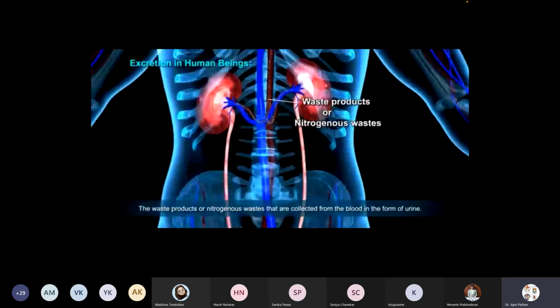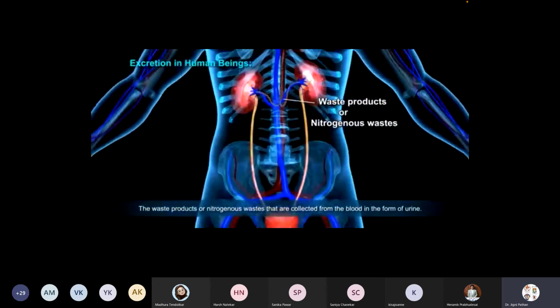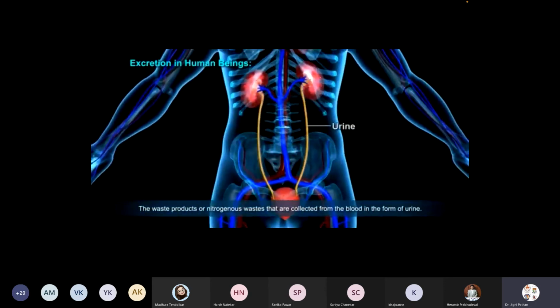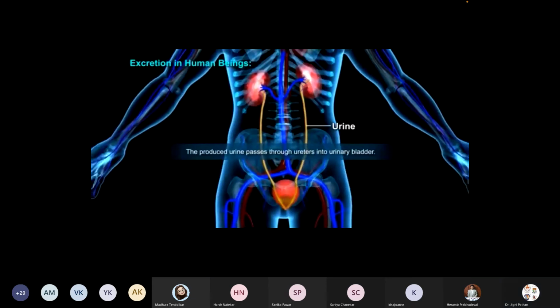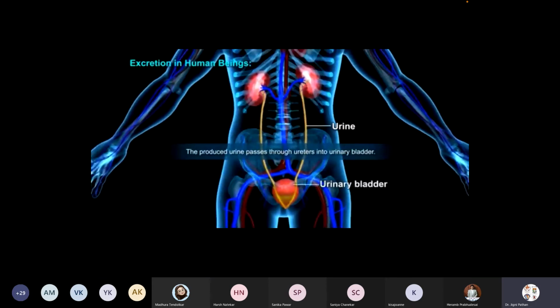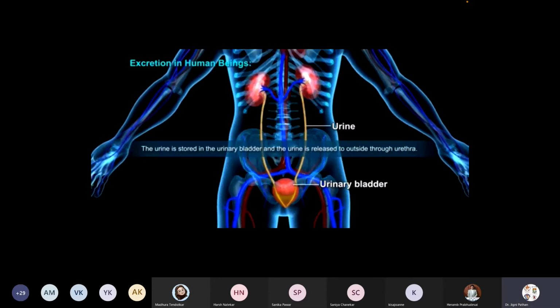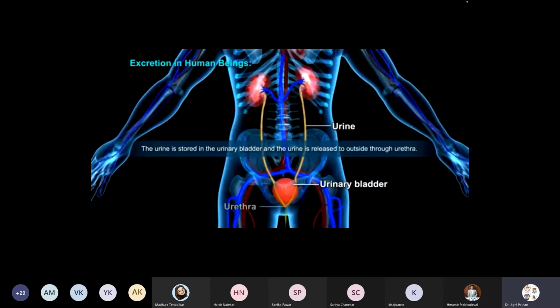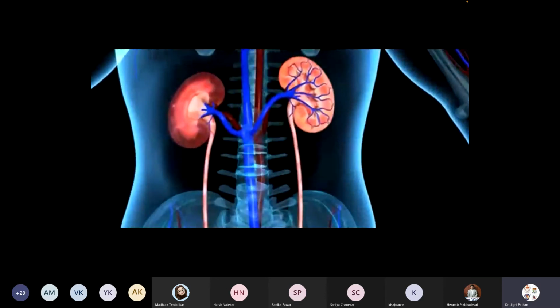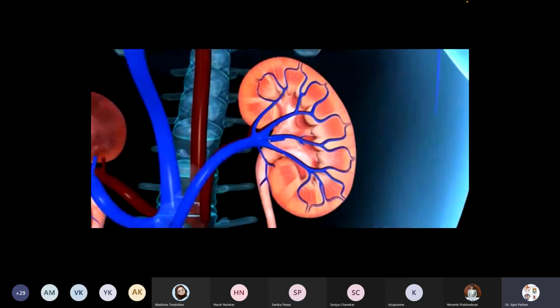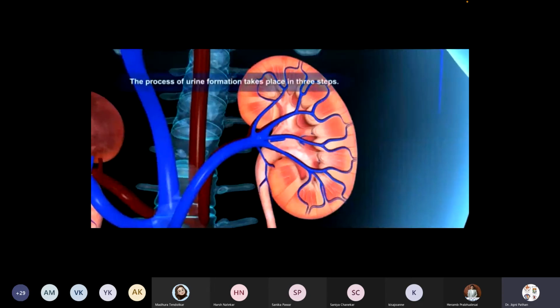The waste products are nitrogenous wastes that are collected from the blood in the form of urine. The produced urine passes through ureters into the urinary bladder. The urine is stored in the urinary bladder, and the urine is released to outside through the urethra. Now, let us learn how urine is produced.